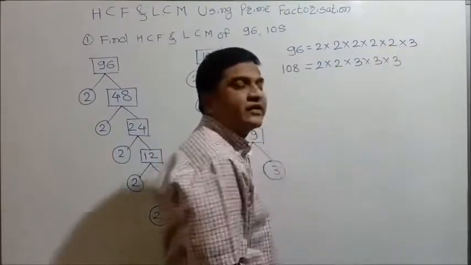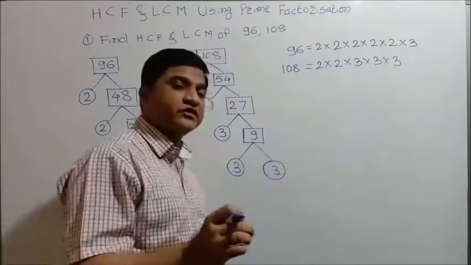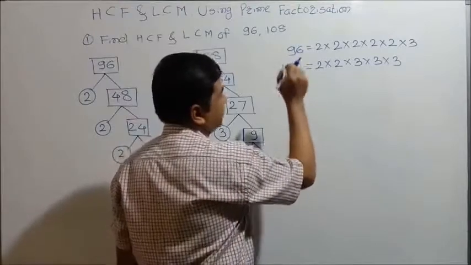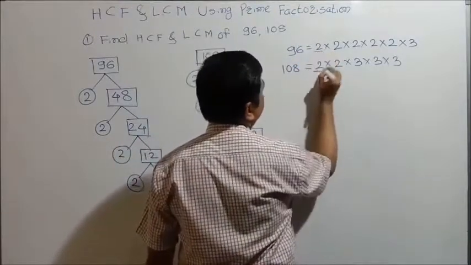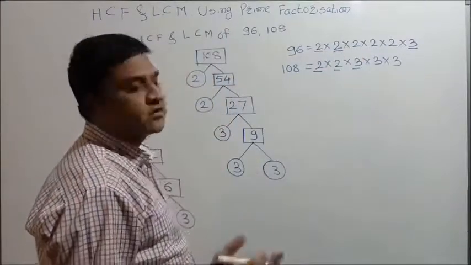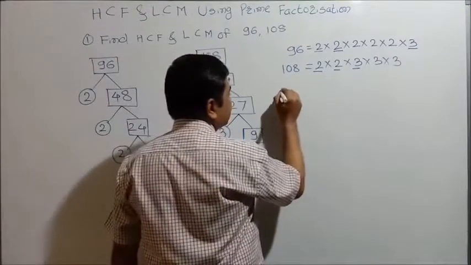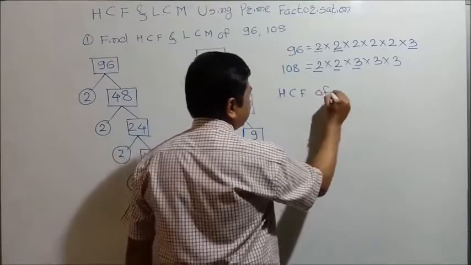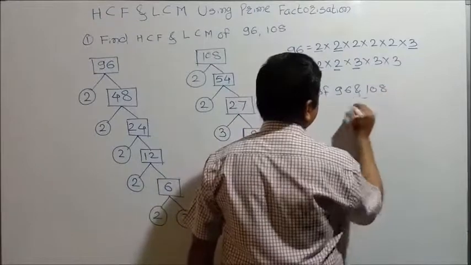As we have seen, if I pick any two numbers from this, for example 2 and 3, it will make 6, and 6 is definitely a factor of 108. Here also, if I pick 2 multiplied by 3, I will find that 6 is a factor of 96. So how to find the highest factor? For finding out the highest factor, we again take the common prime factors.